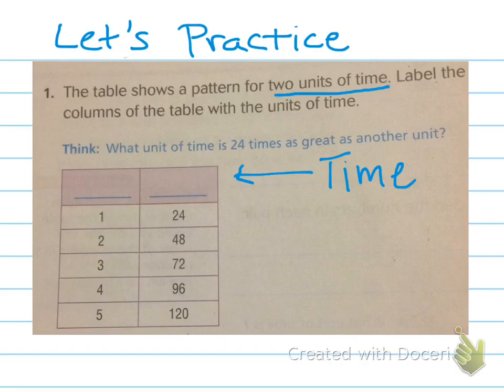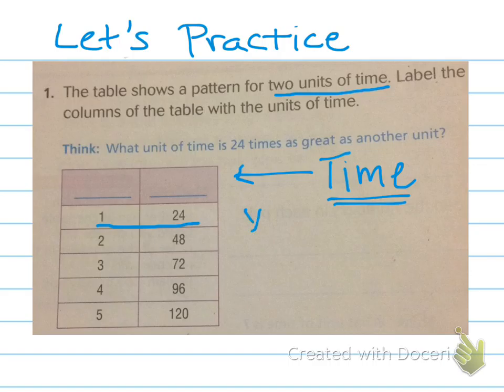Think, what unit of time is 24 times as great as another unit? So as you can see, the first number pair is 1 to 24. What is 1 of something equivalent to 24 of something else? Remember, we're thinking of units of time. 1 something is equivalent to 24 of something else. Think. Well, if you still can't figure it out, think of our units of time.